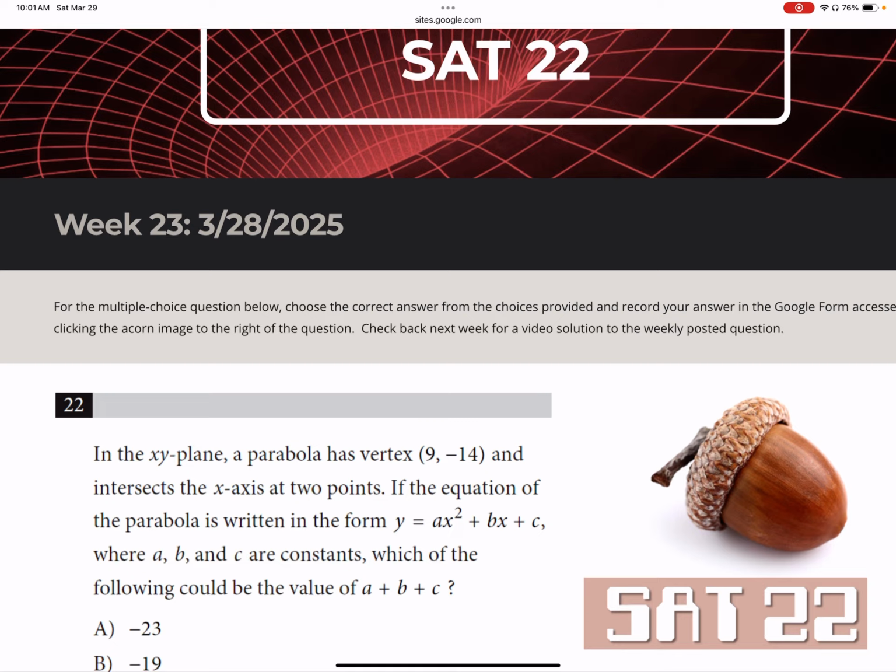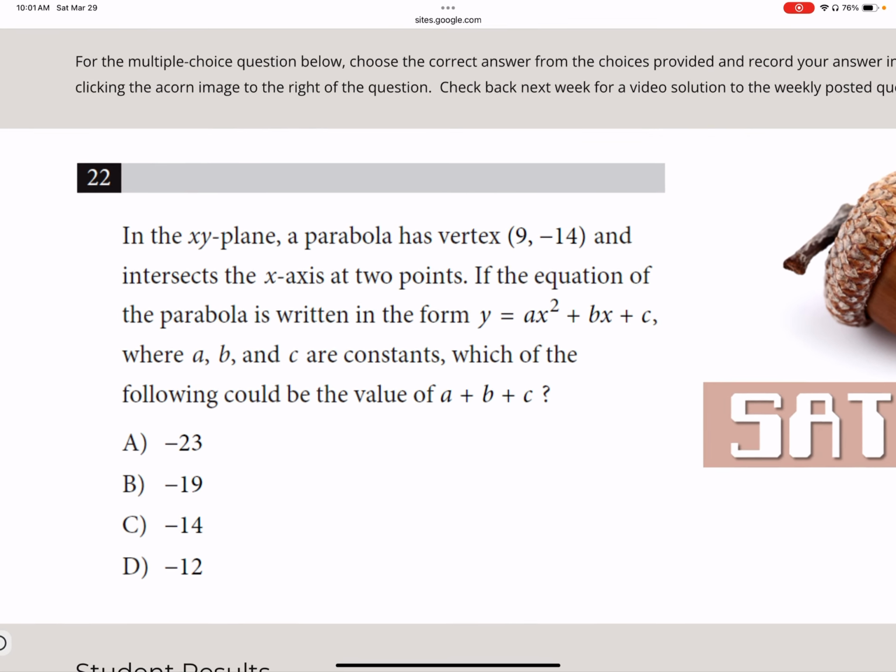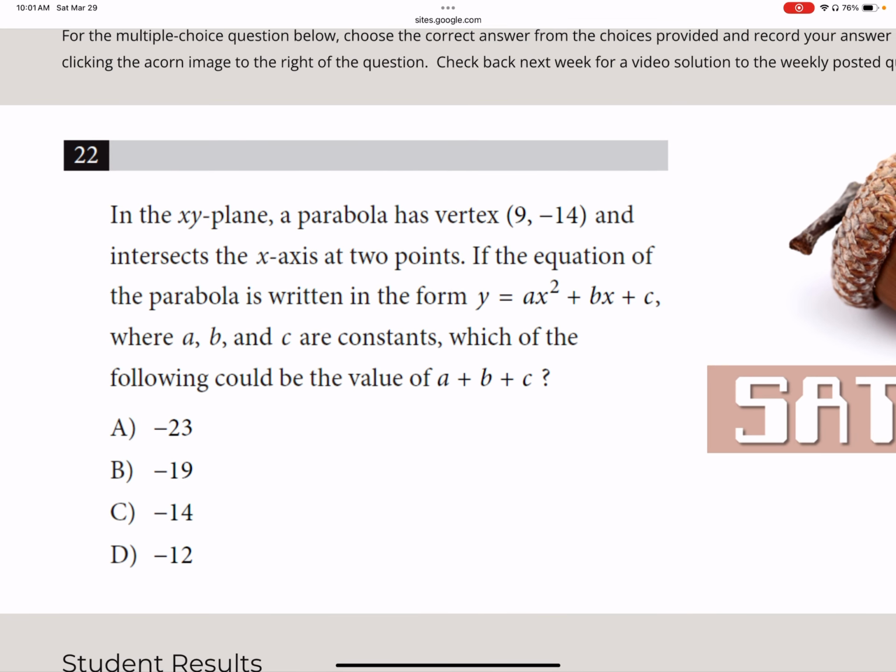So here we are, SAT 22 for week 23. Let's take a look at our multiple choice question here. In the XY plane, a parabola has the vertex (9, -14) and intersects the x-axis at 2 points.